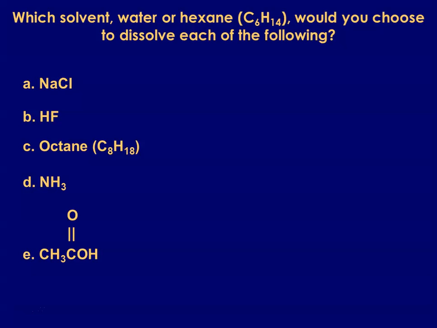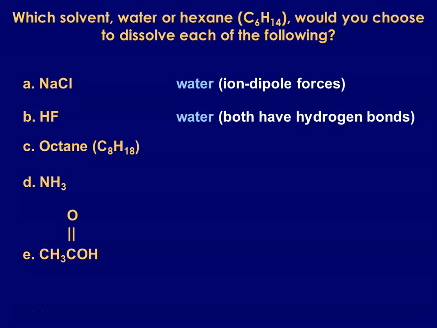And so because of those electrostatic forces that are present, it's more likely to dissolve in water. It will stay dissolved in water due to the ion-dipole forces that will form between the ions of sodium and chloride with water molecules that are very polar. HF forms hydrogen bonds. It's a polar molecular compound, and so it's going to dissolve in water as well. It has the same type of intermolecular force. They both have hydrogen bonds.